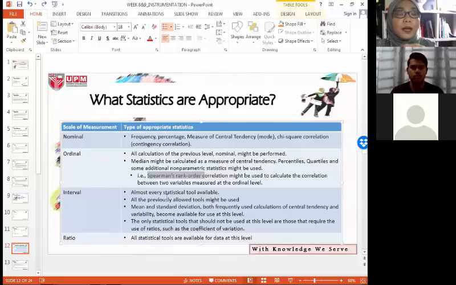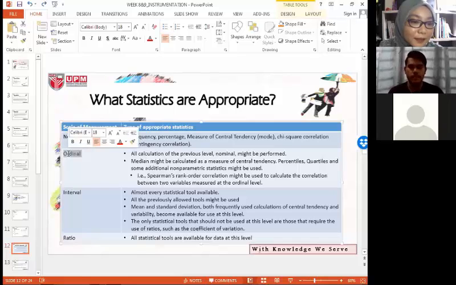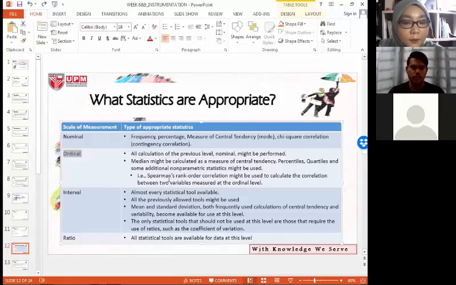Do you remember when I mentioned last few weeks that when you want to run the correlation, there are two types of analysis available? Spearman rank order and Pearson product moment correlation. Okay, so Spearman rank order is applicable if your variables is in ordinal. If your variable is in ordinal, then it is possible for you to run the Spearman rank order correlation.